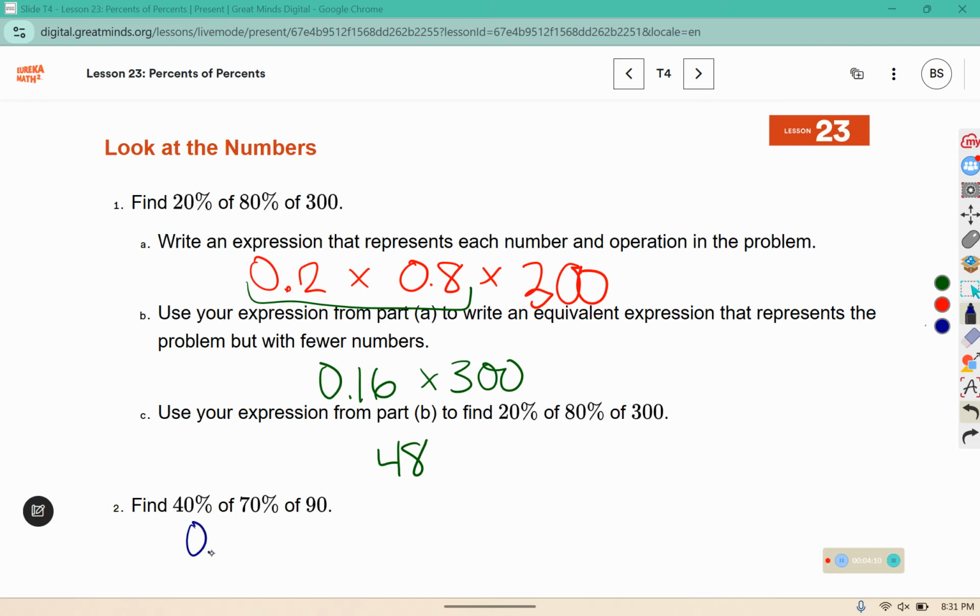Now let's find 40% of 70% of 90. 40% is rewritten as 0.4. 70% is rewritten as 0.7. And then multiply that by 90. And that comes out to 25.2.